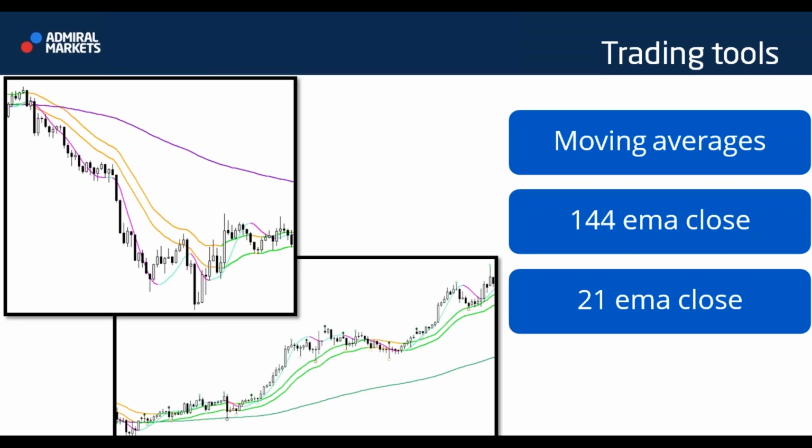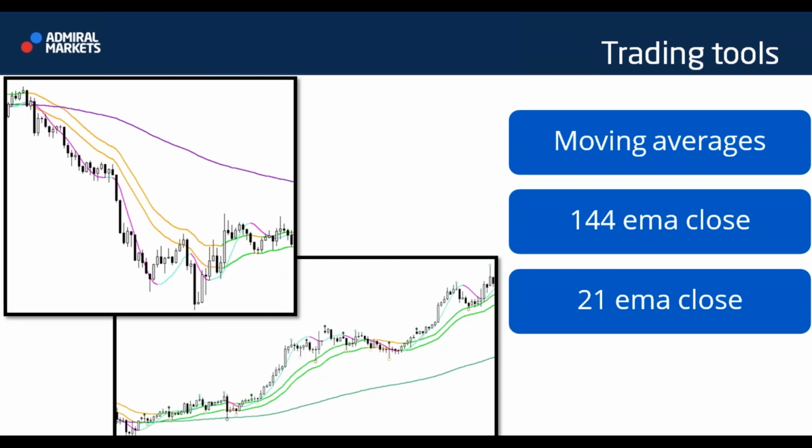The other I use is moving averages, as I'm discussing here. So I use primarily two moving averages. And I do use a third one, but it's not really for trend purposes. It's for entry purposes. But the two I use for trend are the 144 EMA close and the 21 EMA close. 144 obviously for long term, 21 for short term. And basically they measure and give understanding of what's going on.